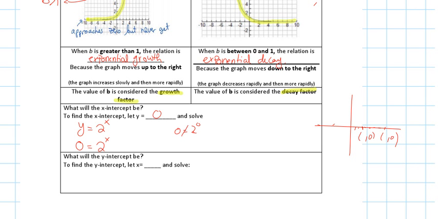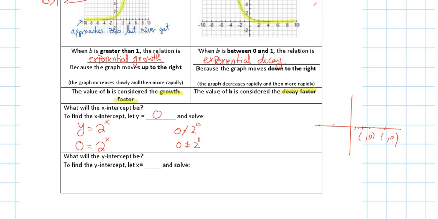We can try. I can't bring 2 over because it's 2 to the power of x. So I'm going to have to do guess and check. Plug in values for x. Give me a value for x. 1? What's 2 to the power of 1? 2. So it's not equal to 0.